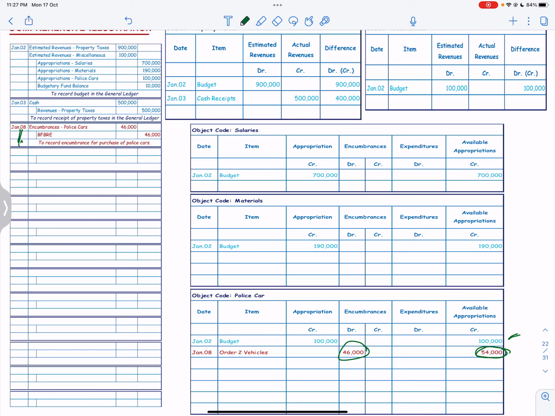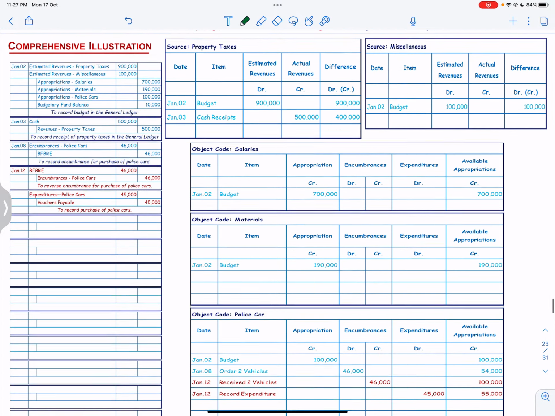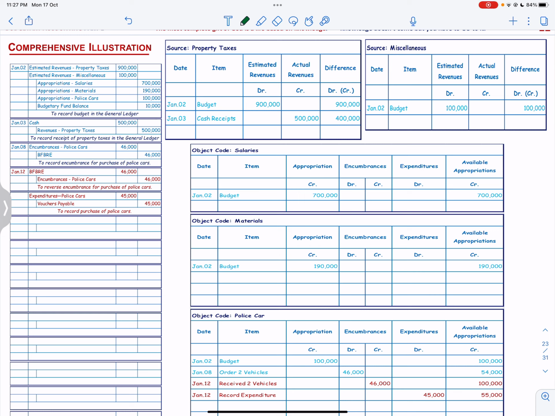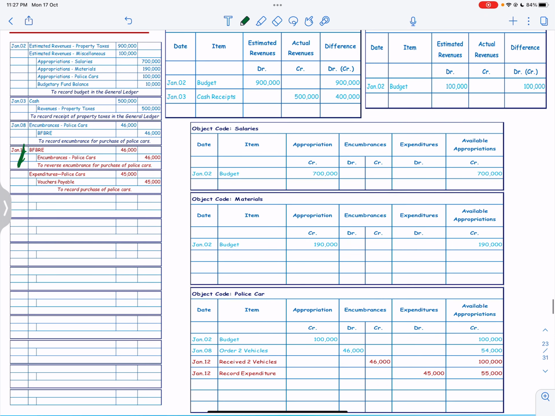under the head of police cars. We move on to the next transaction, and in this transaction we are receiving the cars. When we receive the car, first of all we are going to reverse the encumbrance. 46 was debit, now it is credit, and when you credit we are going to add it back to the available appropriation. So again you have 100,000, and from this 100,000 you have made an expenditure of 45,000. So that is 45, and now we have a remaining balance of 55,000 to be spent during the year.